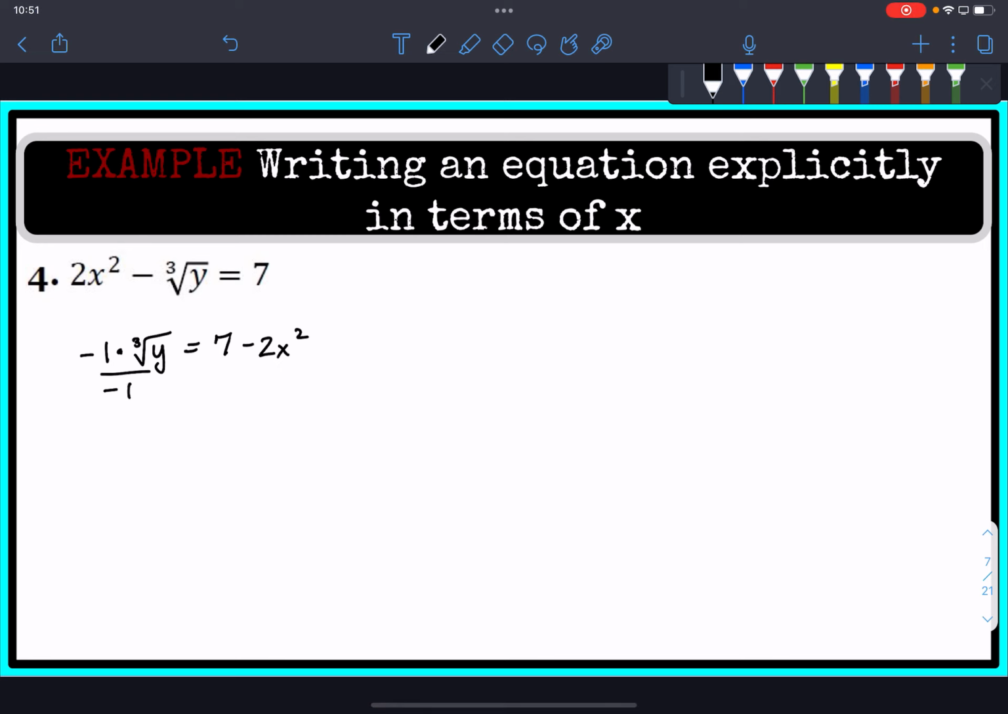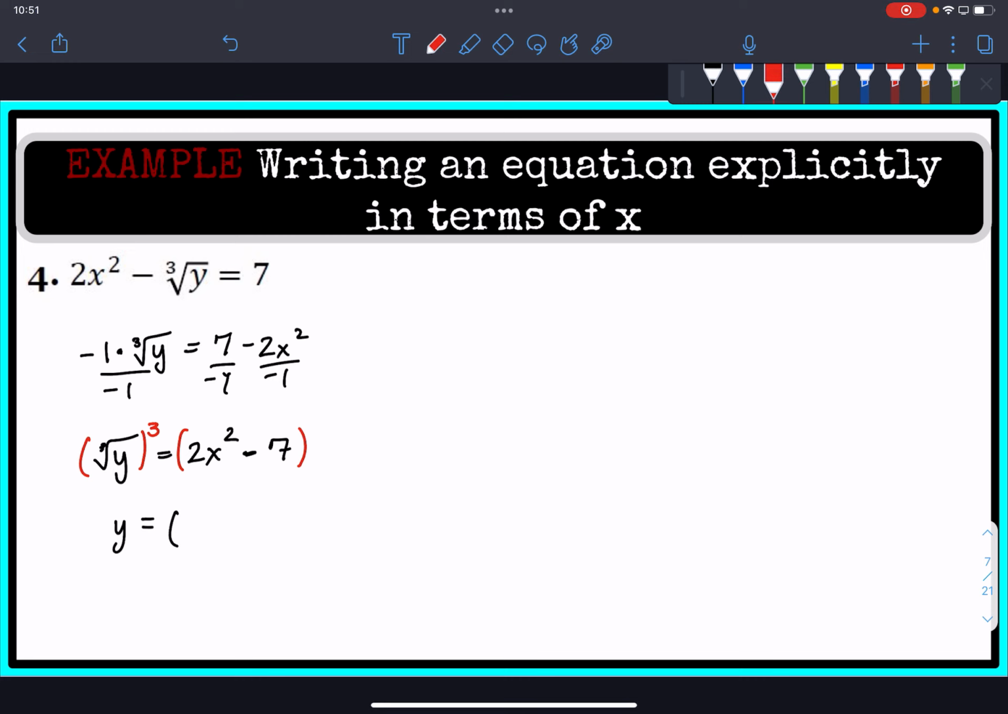And we're going to divide everything by negative 1. So the cube root of y will equal a positive 2x squared minus 7. Now here, since we have the root, the opposite of getting a root is raising it to a power. So we're going to raise this to the third power, so the root and the 3 can cancel each other out. They're inverse operations, so then we end up with y is equal to 2x to the second power minus 7 raised to the third power.